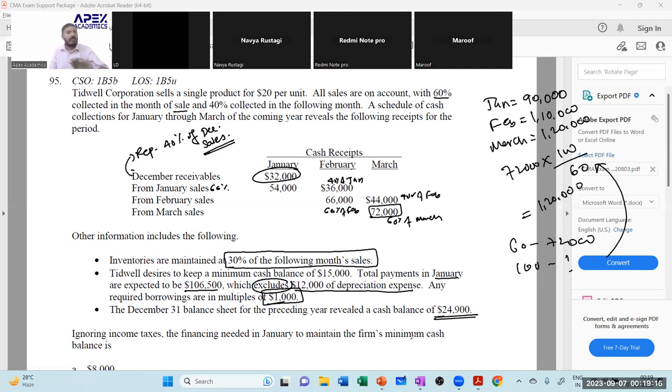Now, what are they asking you? Ignoring income taxes, they have not given us any tax rate, have they? No, they have not. The financing needed in January to maintain the firm's minimum cash balance. What is the minimum cash balance they are asking you to maintain? 15,000. Okay. I think I have to do this in my notebook.